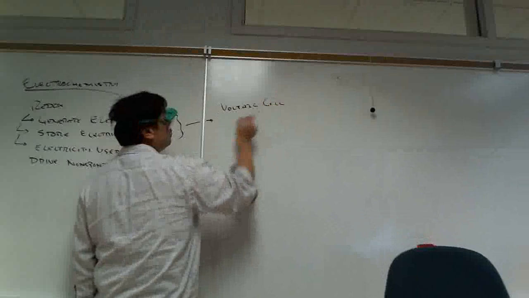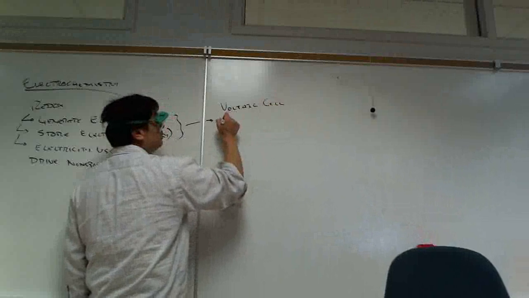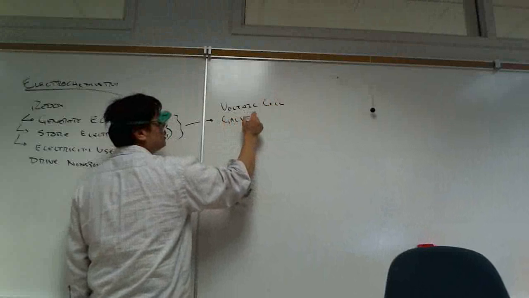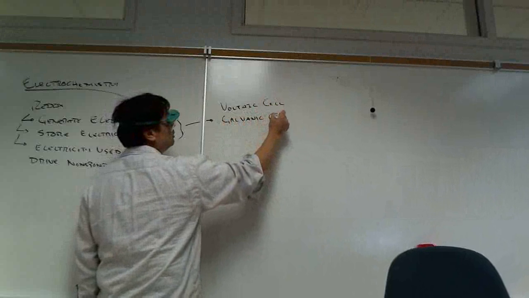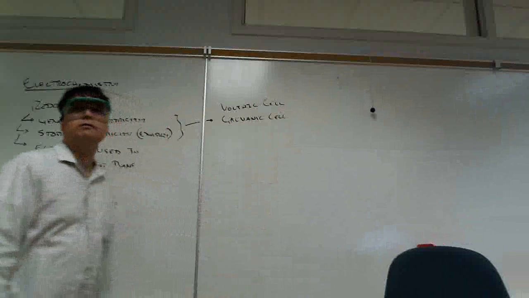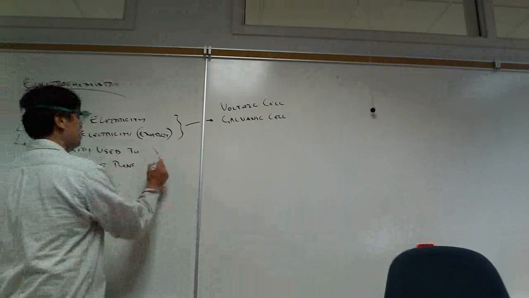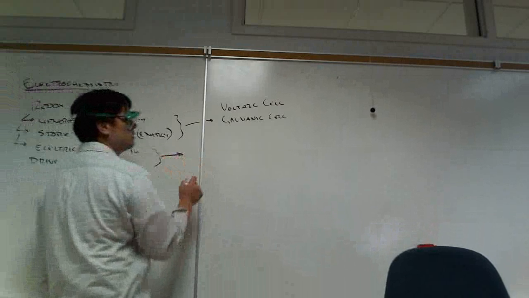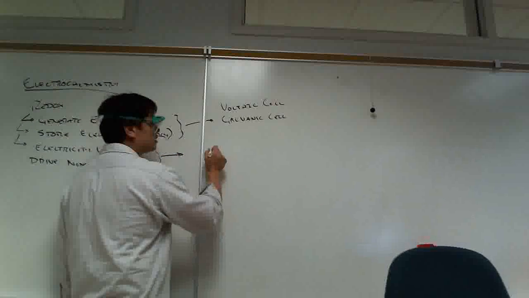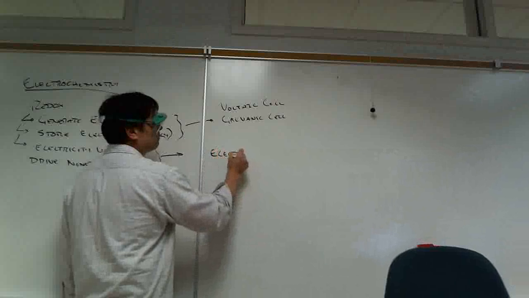cell. There are other words for voltaic cell. For example, people call them galvanic cells. We'll just leave it at that. When electricity is used to drive non-spontaneous reactions, the apparatus that we use to do that is called an electrolytic cell.